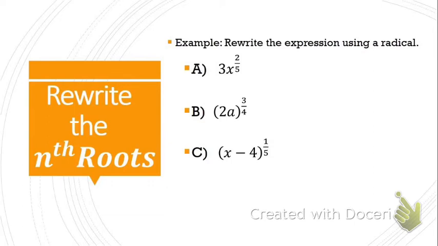I want to take these guys and write them as radicals. They have rational exponents. I want to write them as radicals. On the first one, part A, what is being affected by the exponent? The x. Is the 3 being affected by the exponent? The 3 is not being affected by the exponent.